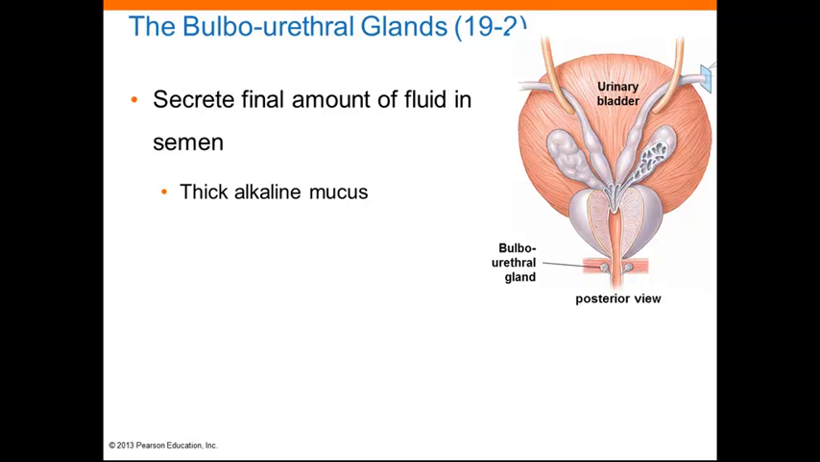The bulbo-urethral glands are also called the Cowper glands. So these are paired small glands that secrete the final amount of fluid in semen, which is a thick alkaline mucus, again to buffer the acidic environment of the vagina and also to lubricate the glans of the penis.